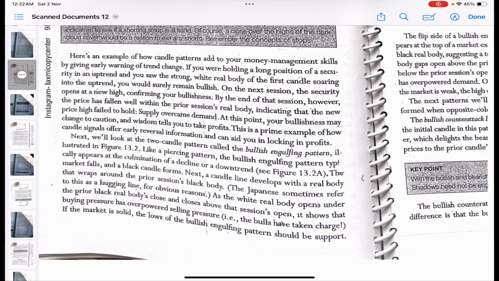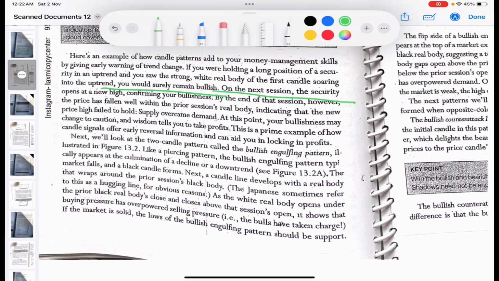If you were holding a long position of a security in an uptrend and you saw the strong white real body of the first candle soaring into an uptrend, you would surely remain bullish. On the next session, the security opens at a new high, confirming your bullishness. But by the end of the session, the price has fallen well within the prior session's body, indicating that the new price high failed to hold, and supply basically is more powerful than the demand.